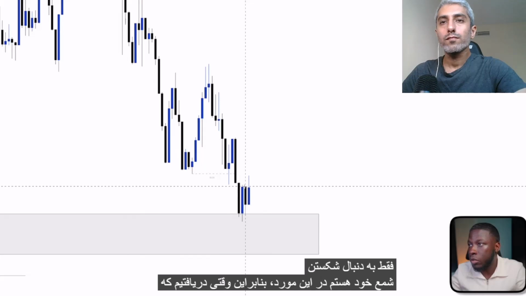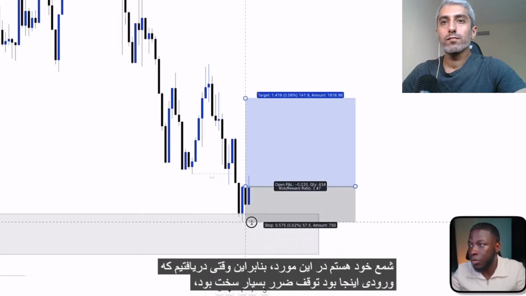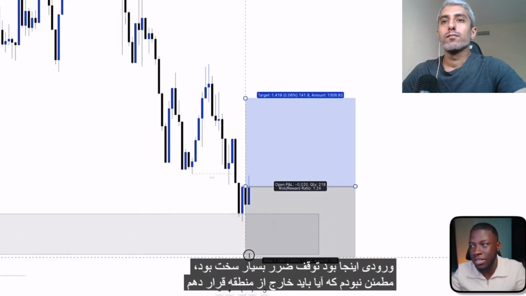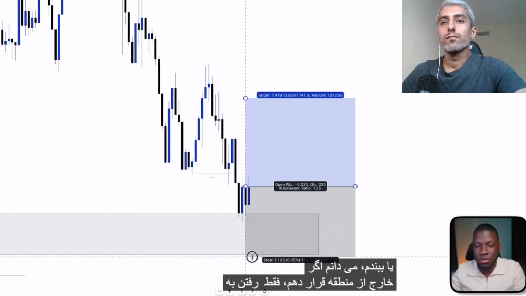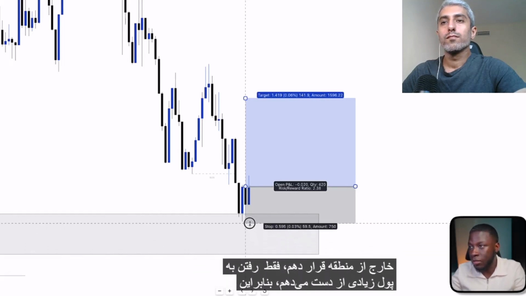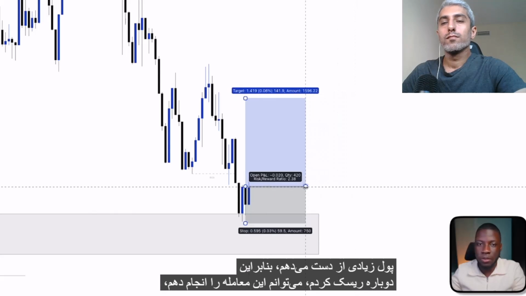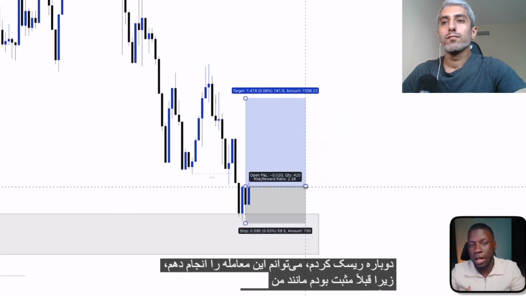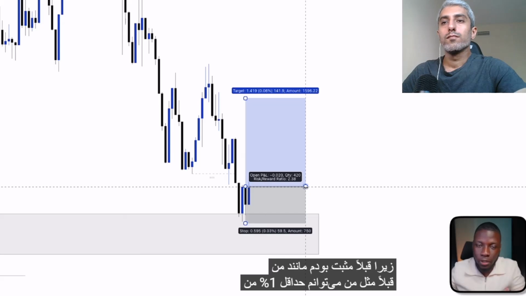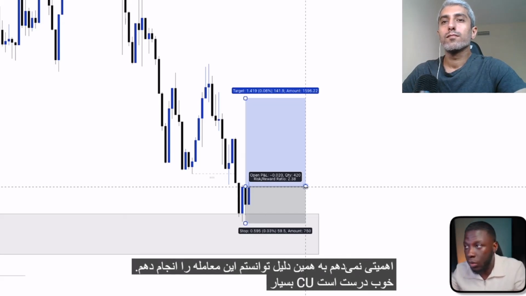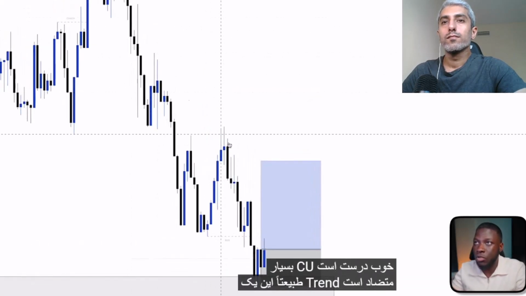So once we got that, entry was here, stop loss was hella tight. I wasn't sure if I should put it outside the zone or close. And if I put it outside the zone, it's just going to be a lot of money lost. So I just took the risk. Again, I was able to take this trade because I was already positive. Like, I can lose 1%, I don't mind. That's why I was able to take this trade as well, right? Because this is very counter trend.